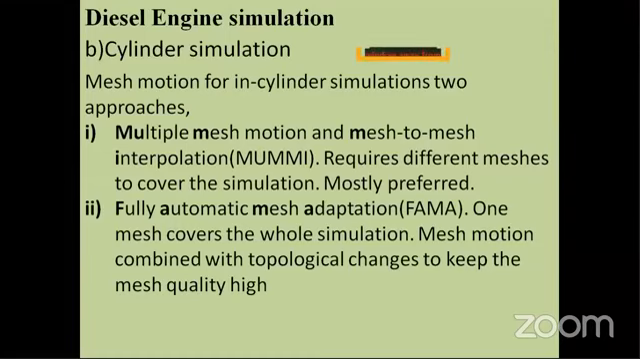The next approach is fully automatic mesh adaptation. Here only one mesh is used, for all crank positions of the piston in the cylinder, between the piston and cylinder. Mesh motion is combined with changes in the mesh, but maintaining the mesh quality is very difficult here. So better we go for the MUMMI approach.